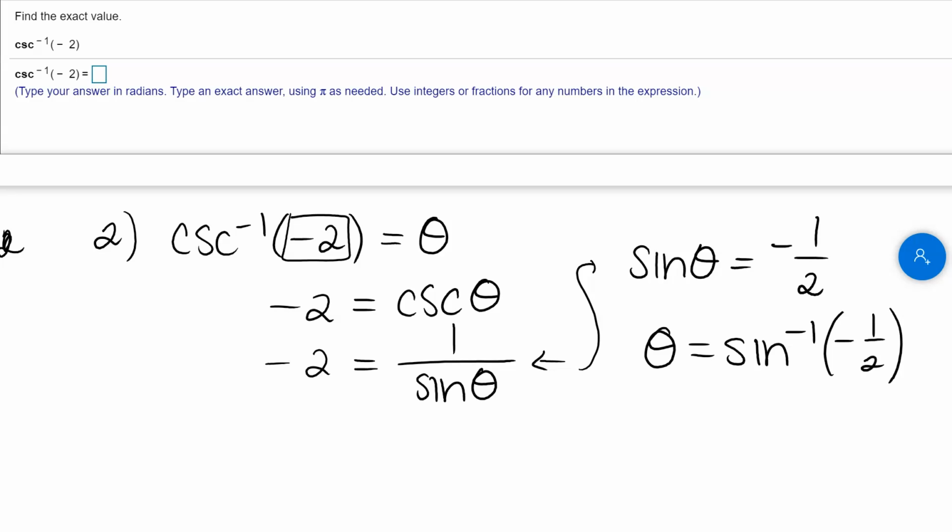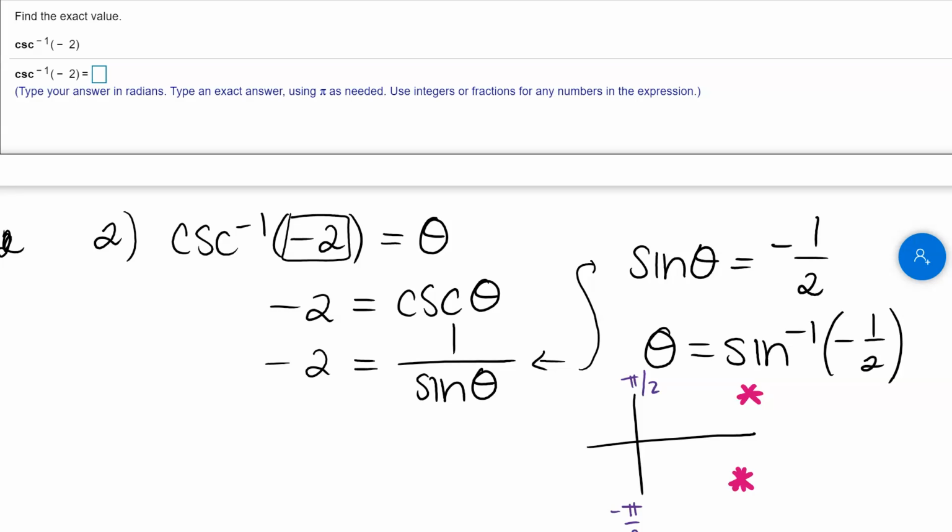All right, so now what do I need? I need an angle theta. Now where does sine inverse spit out angles? Sine inverse spits out angles in quadrant 1 or 4. Now I know I say 4, but remember that's negative pi over 2 to pi over 2. So we really want to think of this down here as negative pi over 2 and this up here as pi over 2.